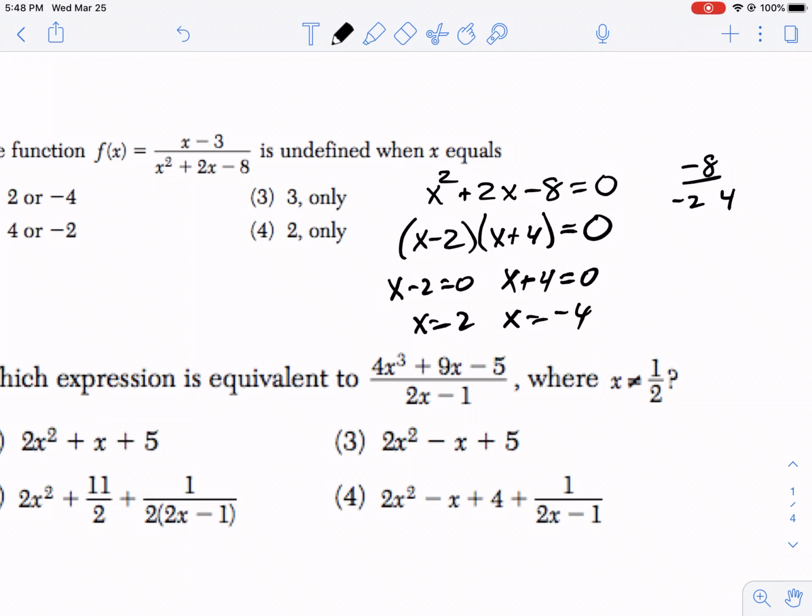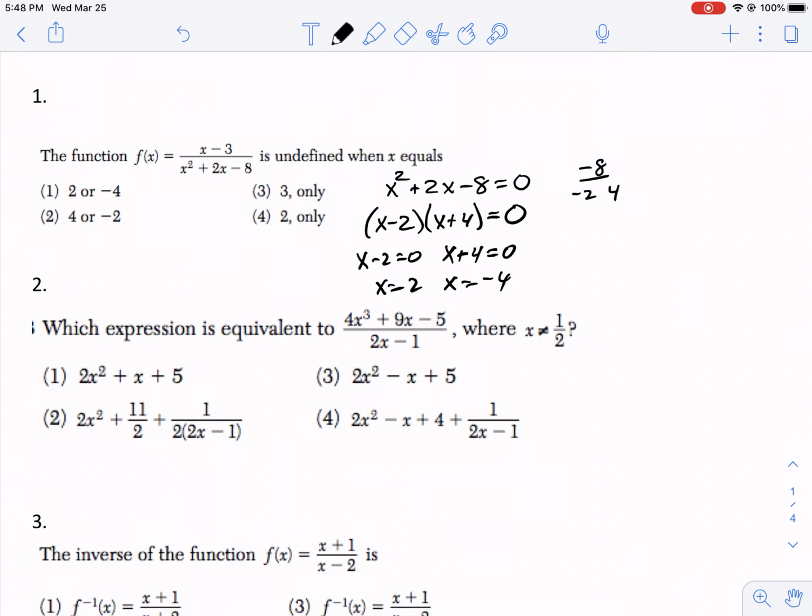So when you have either one of those values for x, if you substituted it back into that fraction, your denominator would be 0 and it would cause it to be undefined. So the choice is number 1.